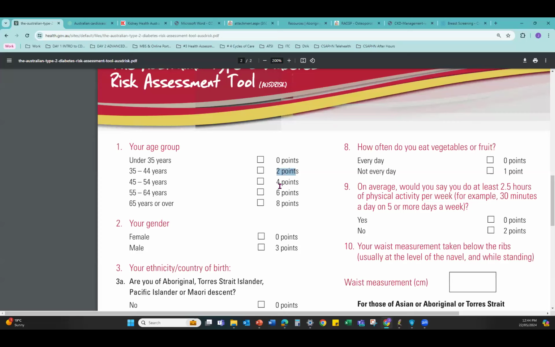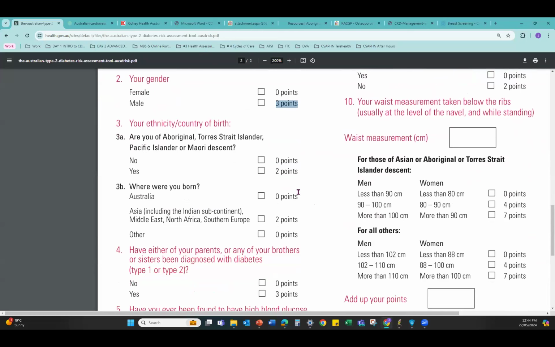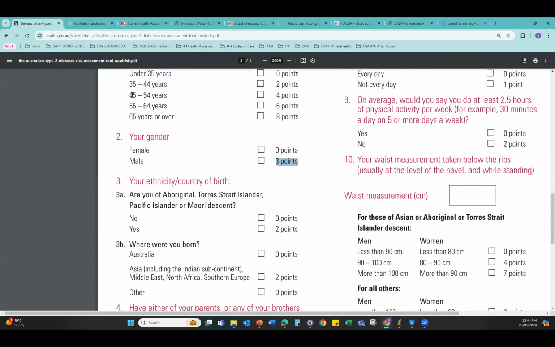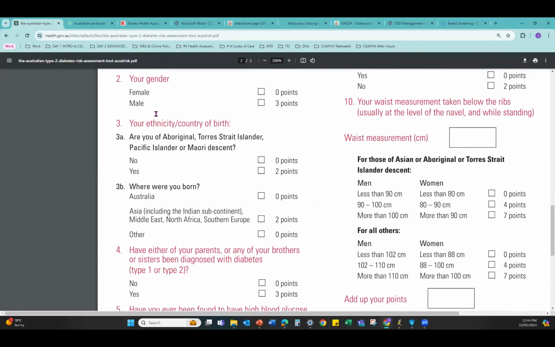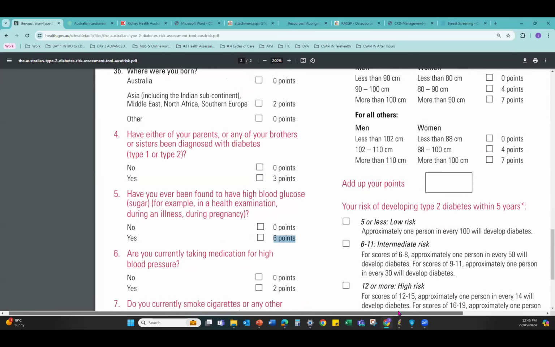So if you're seeing a lot of patients in these age groups, then you're going to start recognising the point system and recognising people are at a high score before you even take a blood pressure. So you can see if you're a male in your 40s, you're either 2 and 3, which is 5, or 4 and 3, which is 7. So 2 questions in, and we're already sitting at 7 points if that was over 45. You can see ethnicity and where you were born will allocate points. Things like gestational diabetes, 6 points. So it doesn't take long to add up.